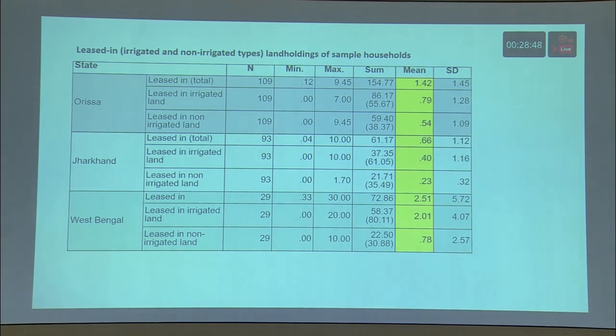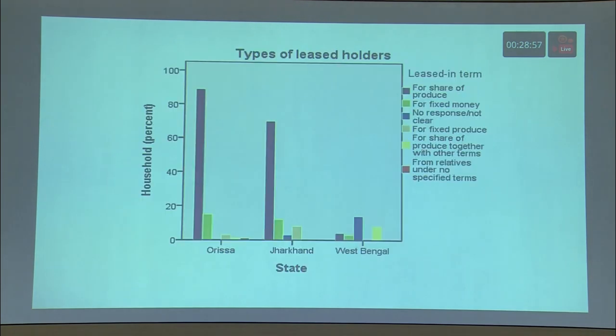So focusing adequately on the irrigation part is also essential to boost the process of leasing in and leasing out. And these types of leaseholds, especially the leased in terms, matter the most in the rural agricultural context. There are several types of leasing in terms and conditions: for share of produce, for fixed money, for fixed produce, for share of produce together with other terms, and from relatives with no specific terms. You can see that share of produce is higher in Odisha and Jharkhand.